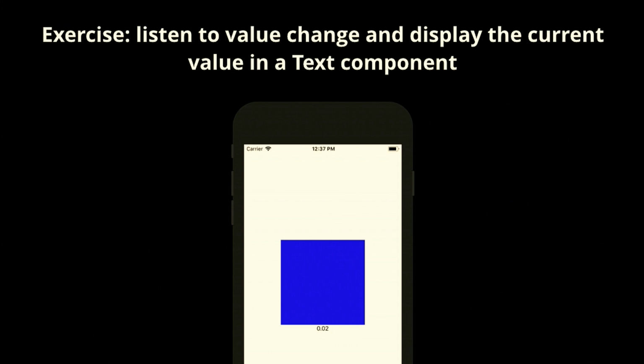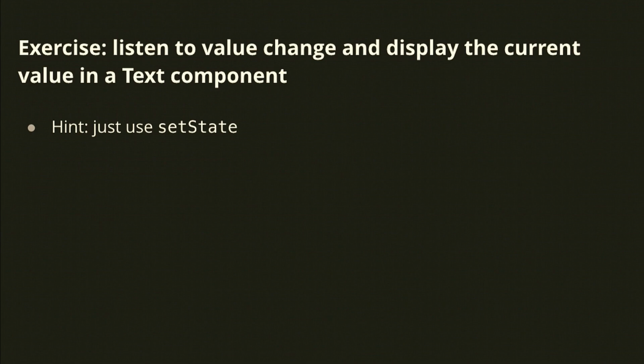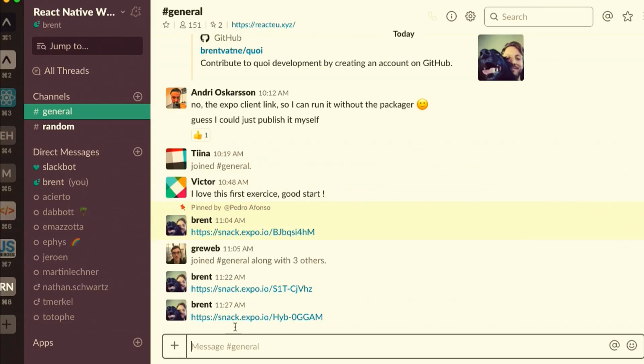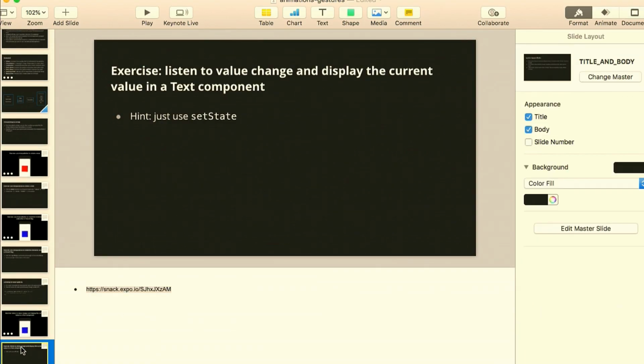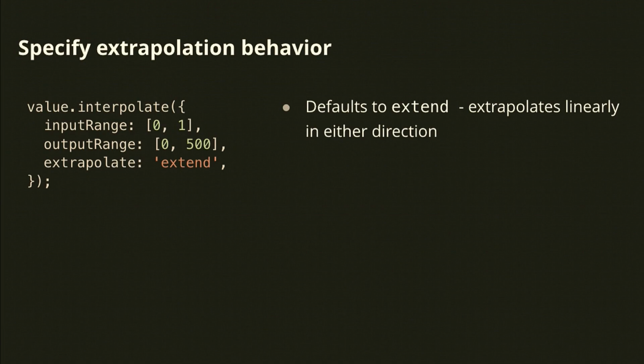We can skip over this exercise because it's pretty trivial. We just add a listener to the animated value, and then we can do like set state on that. I'll post the solution if you're curious, but essentially that's all there is to it. Add a listener to the progress value, and then set state every time we get the value back. So if you're curious, the solution is right there. But in the interest of time, we will skip that.